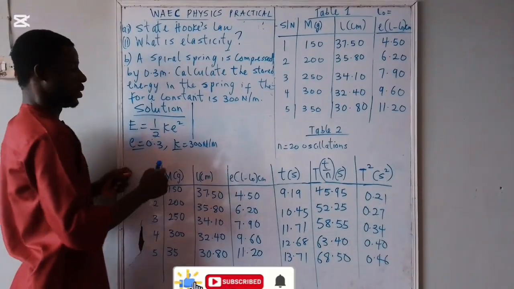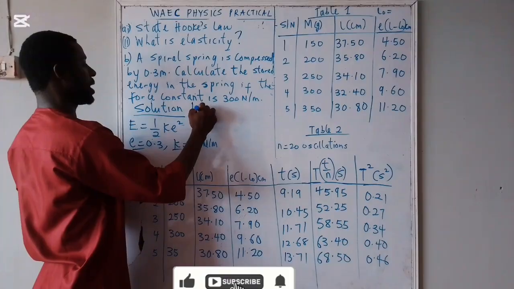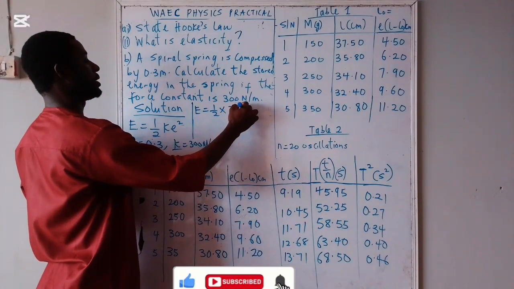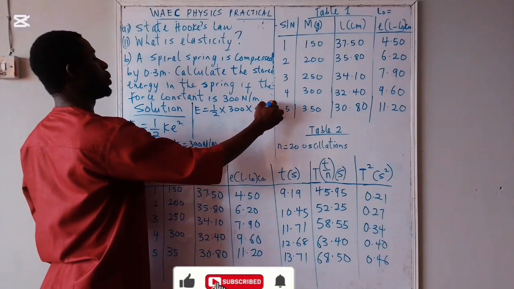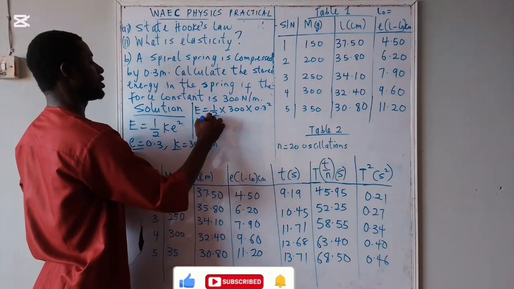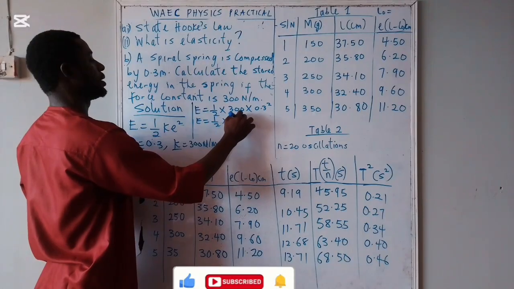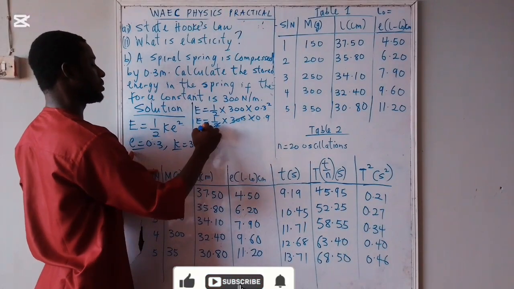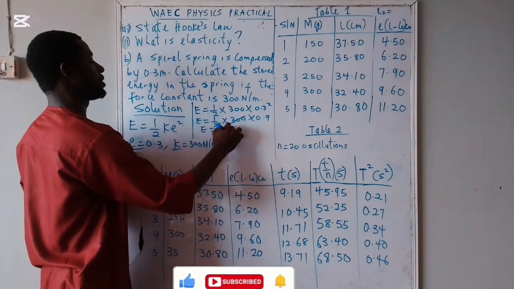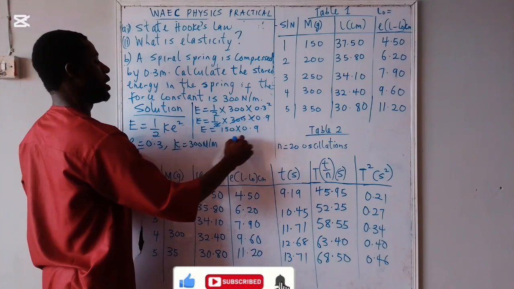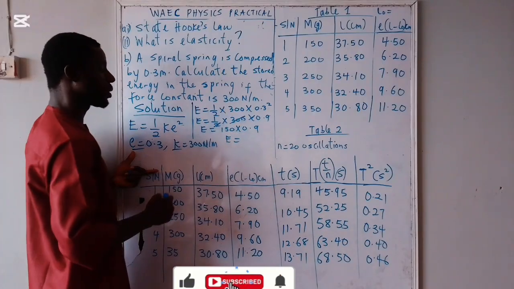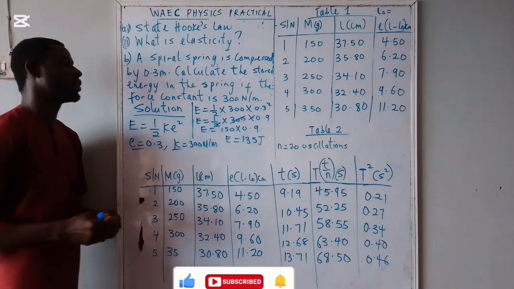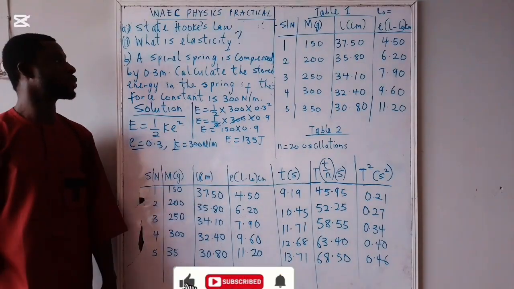So let's substitute our values in this formula. We have E is equal to half times our K, 300, times 0.3 squared. So we have E is equal to half times 300 times 0.09. Half of 300 is 150, then 150 times 0.09. If you do your calculation with your calculator, you're going to get 13.5 joules. So that is the calculation. This is how to solve this question.